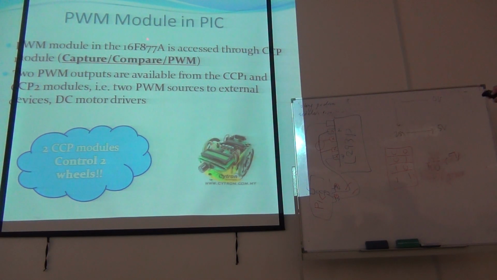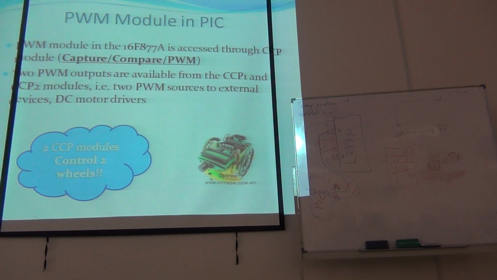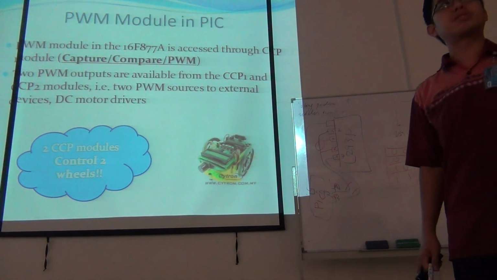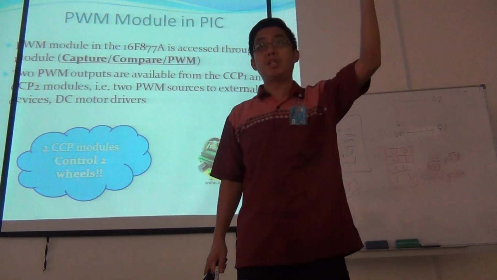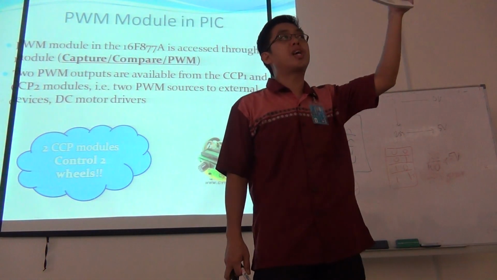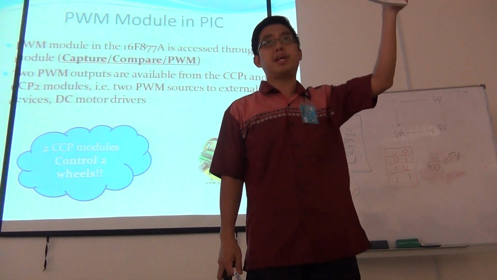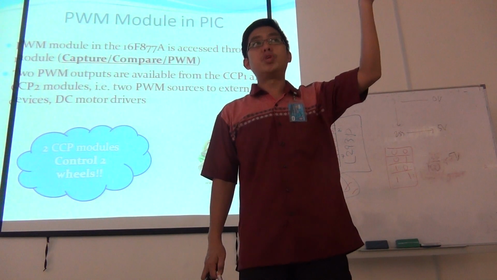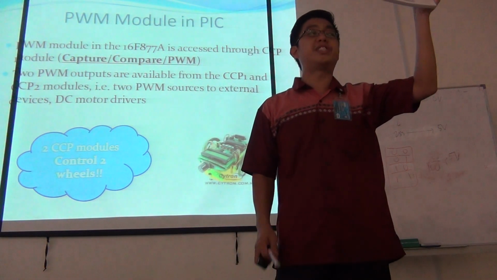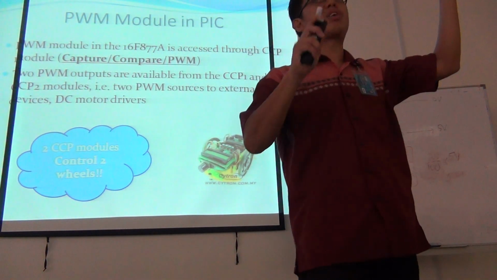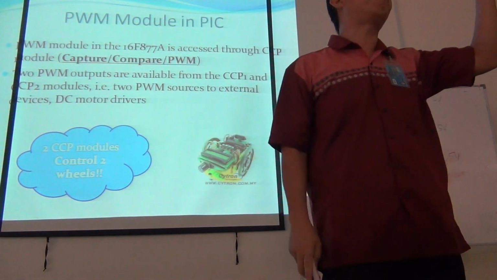Alright, so that's why in your CCP pins over here, back to the picture again, there are two CCP pins. One is port C pin 1 and another one is port C pin 2. So why does it require 2? And what is the advantage of that? It means that you can actually drive two motors instead of one. You can drive two motors with different speeds.